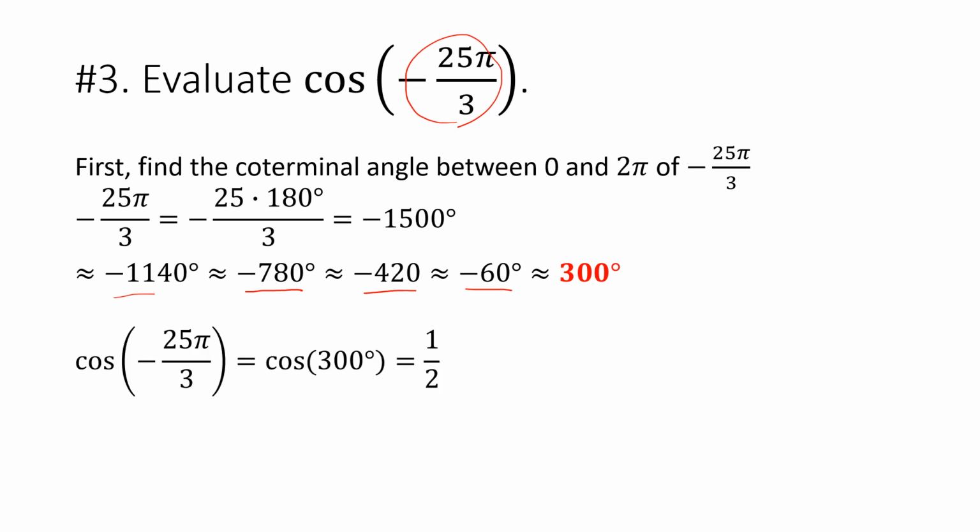So in other words, cosine of negative 25 pi over 3 is the same thing as cosine of 300 degree. On the unit circle, you have to find the cosine value at 300. It becomes 1 over 2. So this is our cosine value.